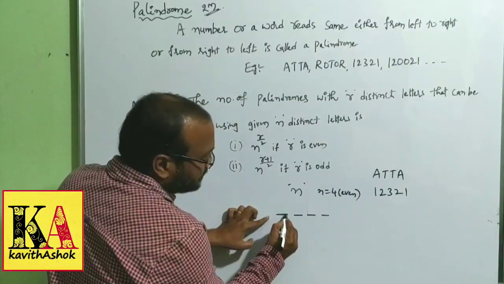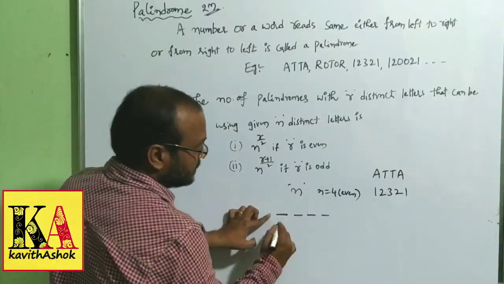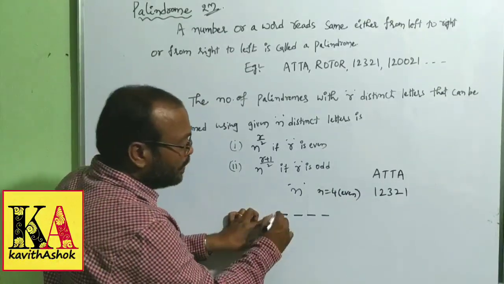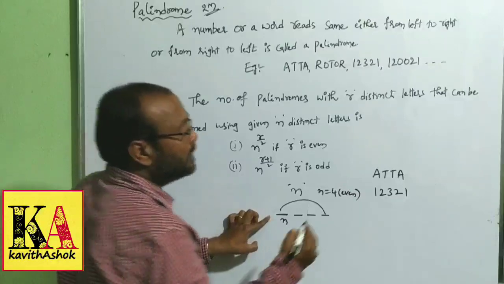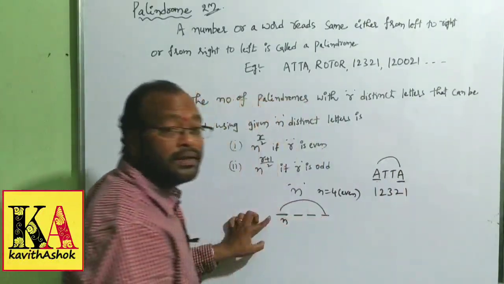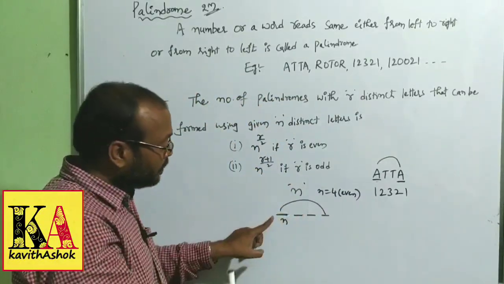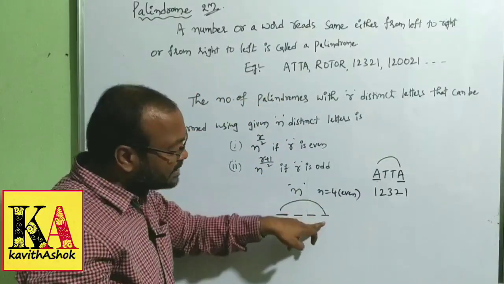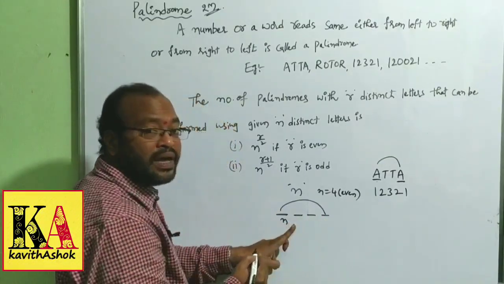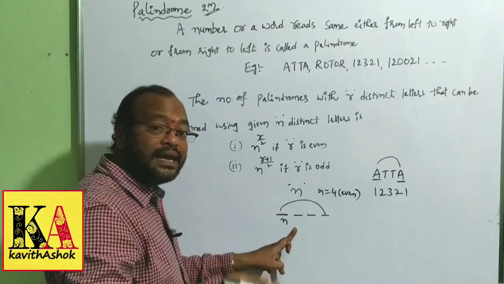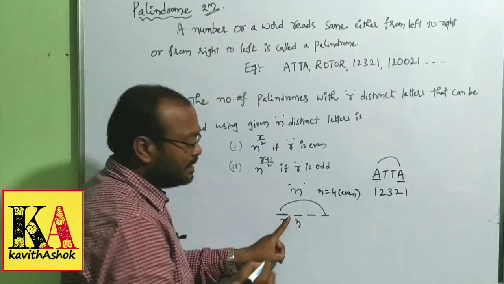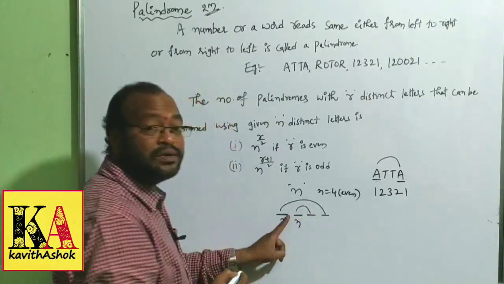To fill up the first place, how many choices do we have? n choices. Whatever letter we fill here, automatically the last place is filled. Why? Because if A is filled in the first place, the last place also contains A only, because that is a palindrome. Now, to fill up the second place, how many choices do we have? Again n choices, because repetition is allowed. When we fill the second place, automatically the third place is also filled.